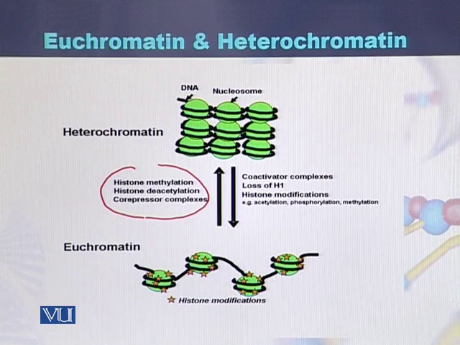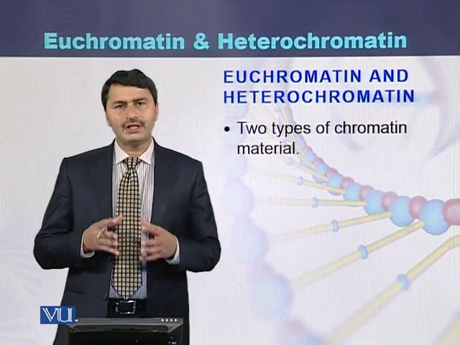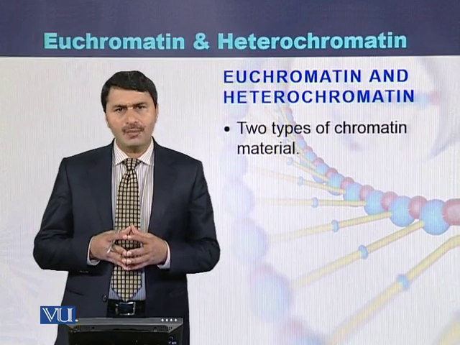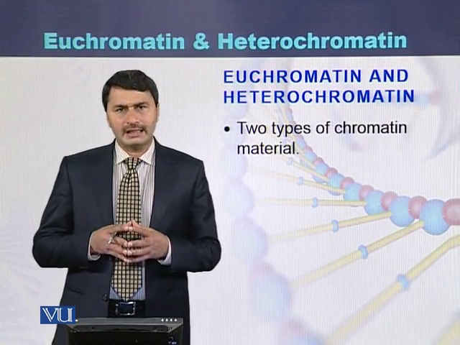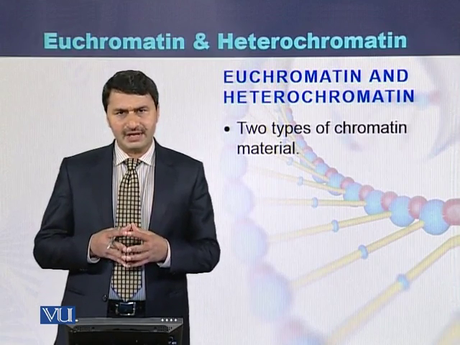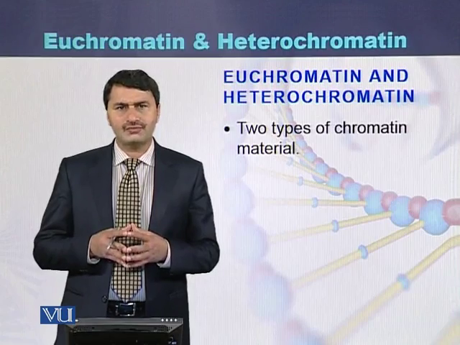There are different methods, like the loss of H1 protein, and histone modifications like acetylation, phosphorylation, as well as methylation. These are the methods by which heterochromatin can be changed into euchromatin. We can conclude that chromatin is of two types, euchromatin and heterochromatin. Again, heterochromatin also has two types, facultative heterochromatin and constitutive heterochromatin.